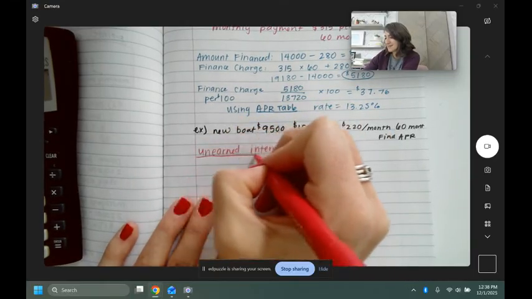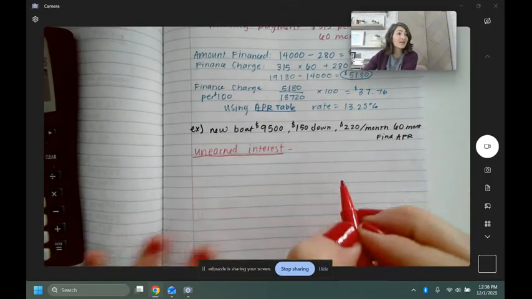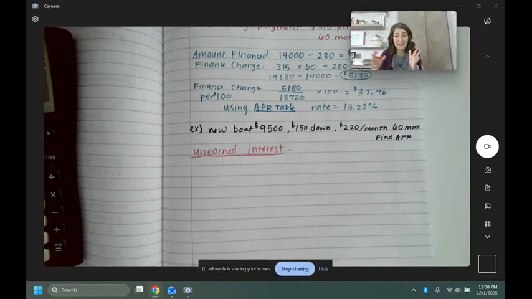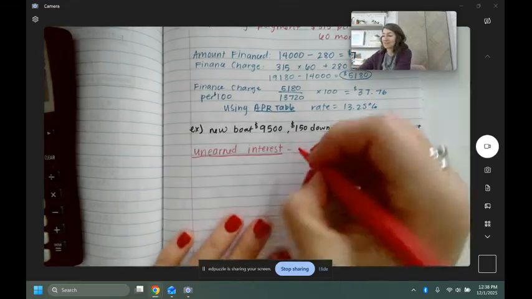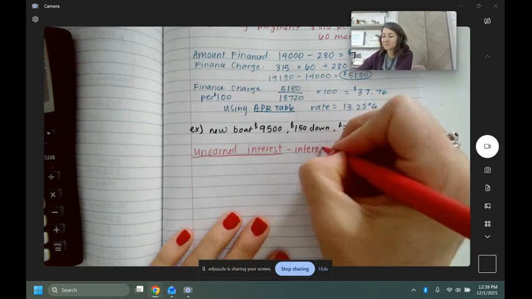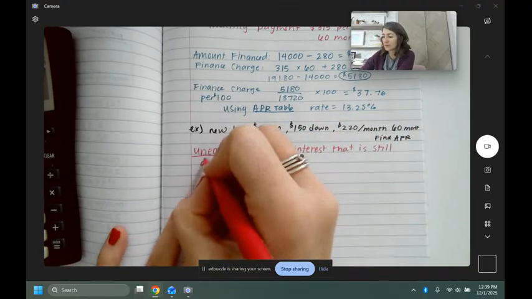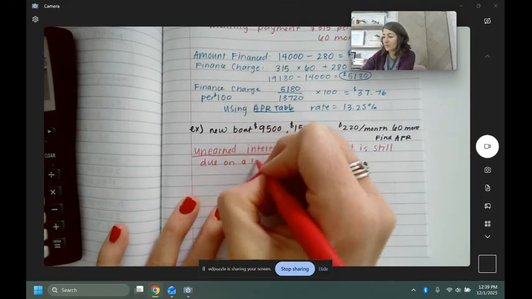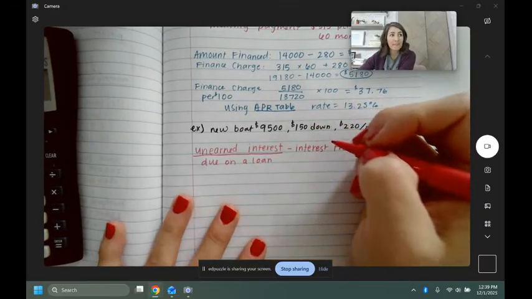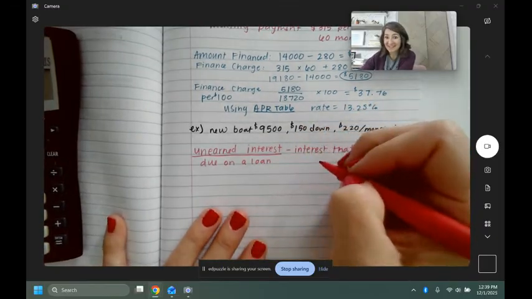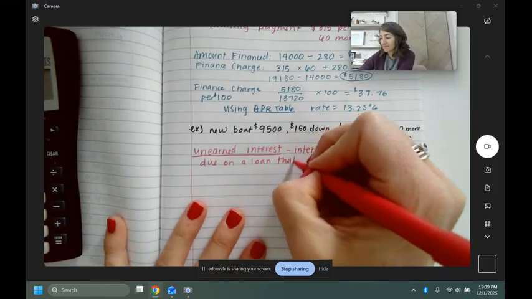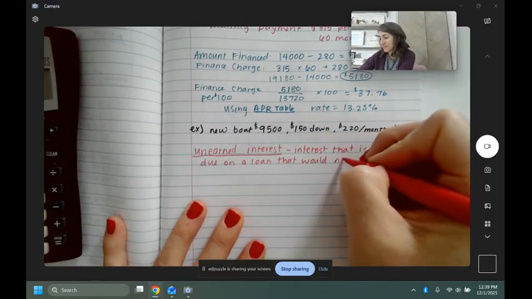This is when I still have a lot of loan payments left, and there's still a lot due on the loan. But if I were to pay off my loan today, how much money would I save in interest? This is interest that is still due on a loan that would not be collected if you paid off the loan early.